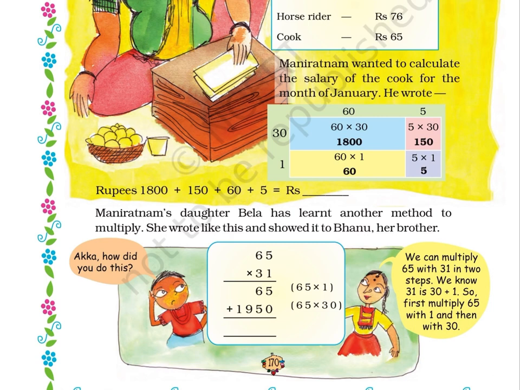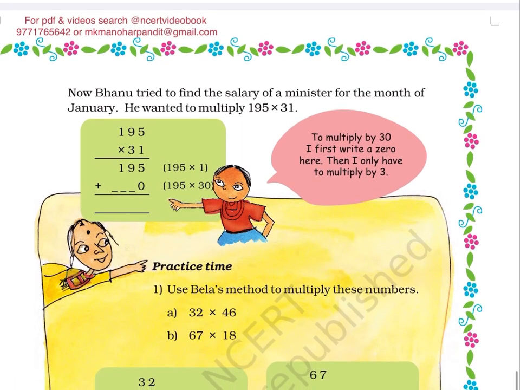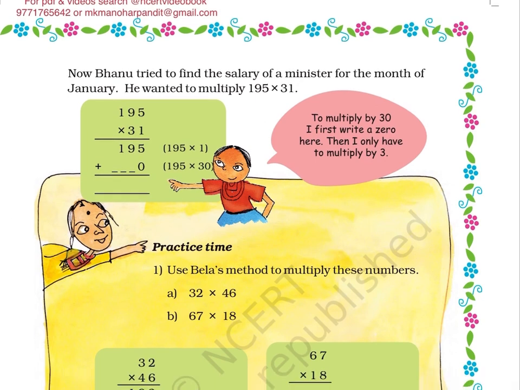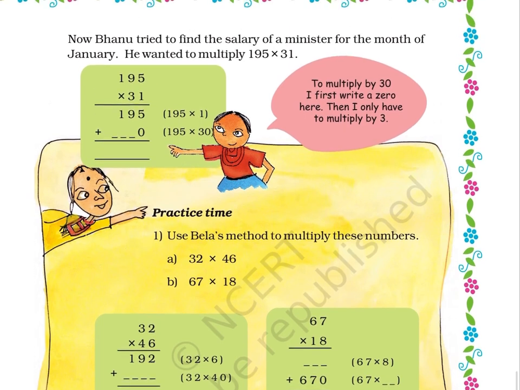Page 171. Now, Bhanu tried to find the salary of a minister for the month of January. He wanted to multiply 195 by 31. The calculation is shown on the left side, and Bhanu is explaining to us how he multiplied. He says, to multiply by 30, I first write a 0 here. Then I only have to multiply by 3.